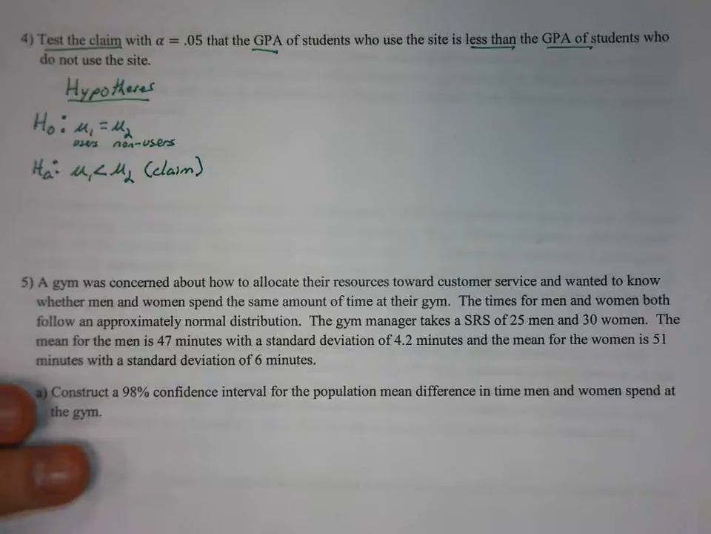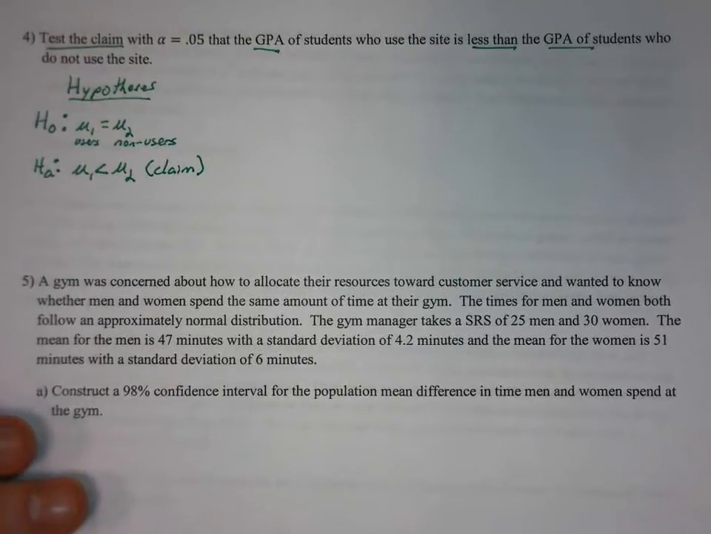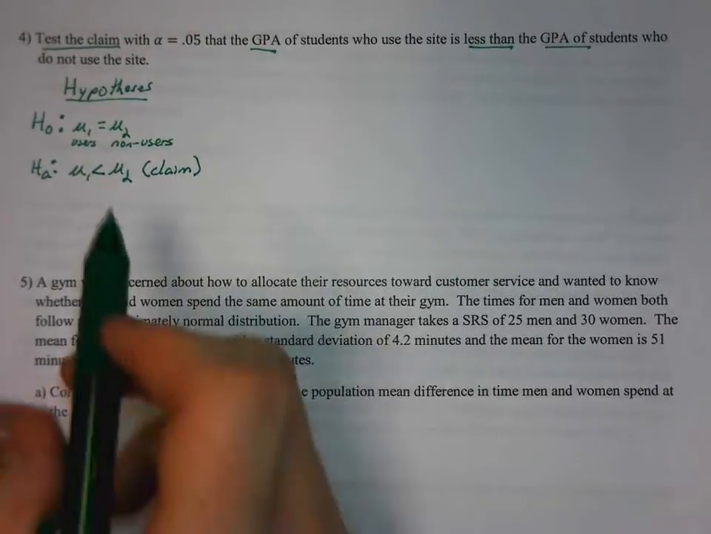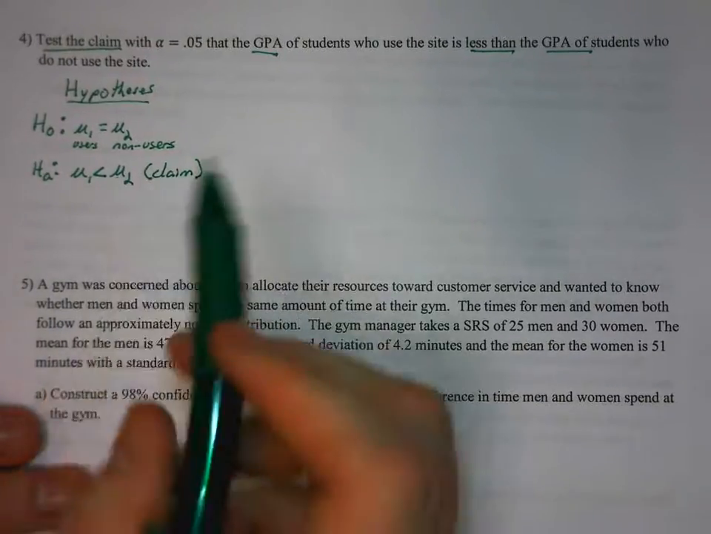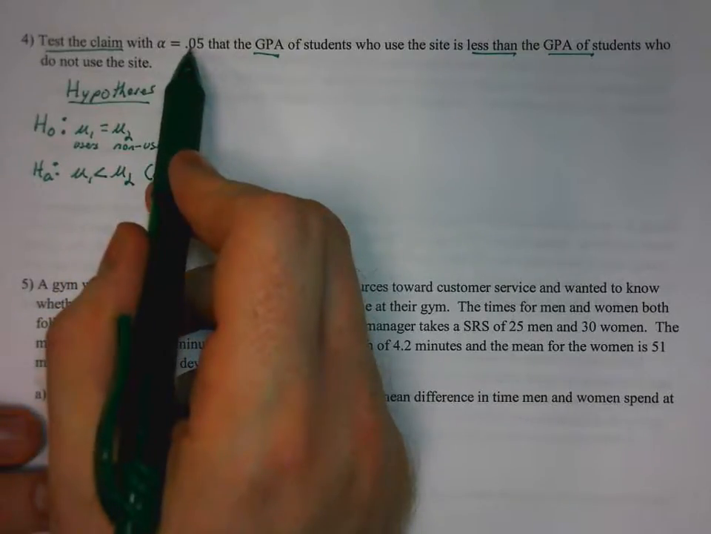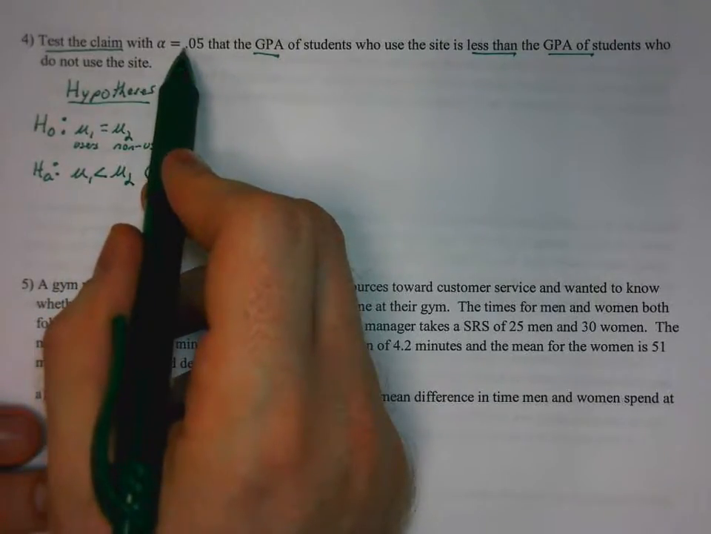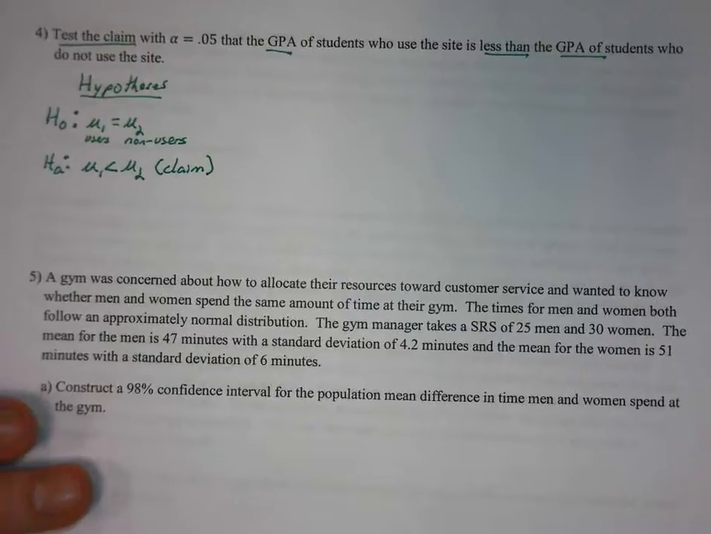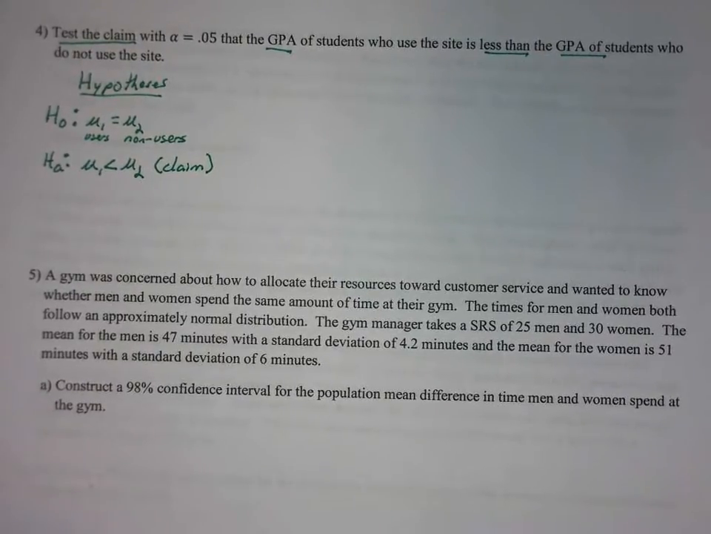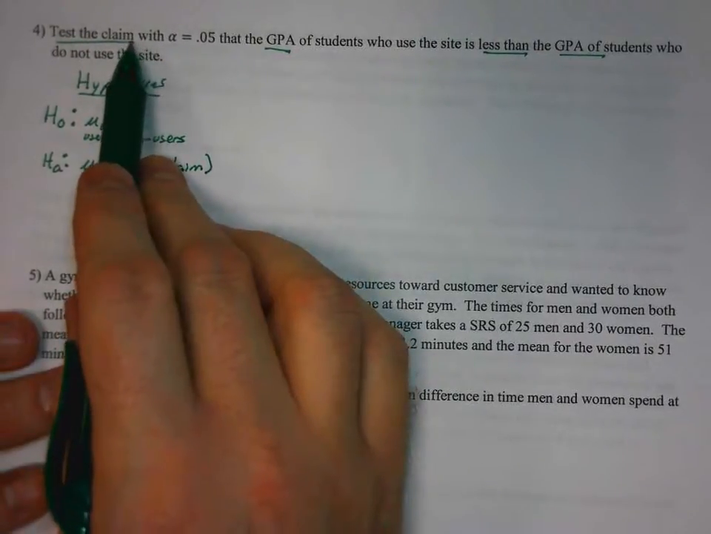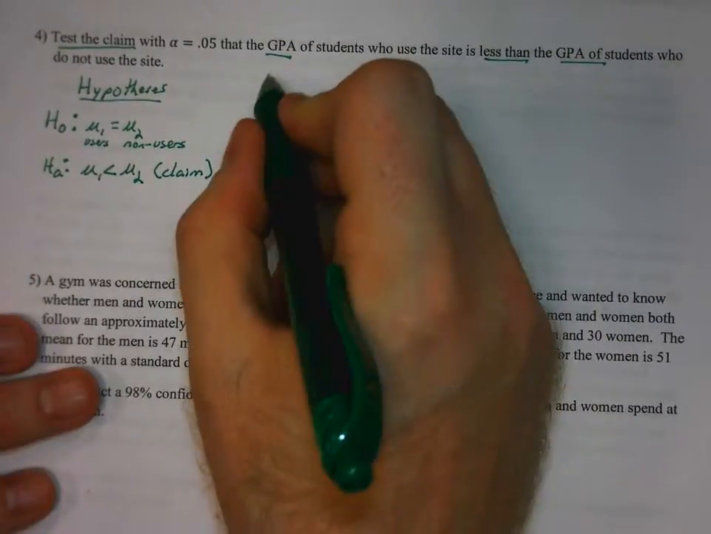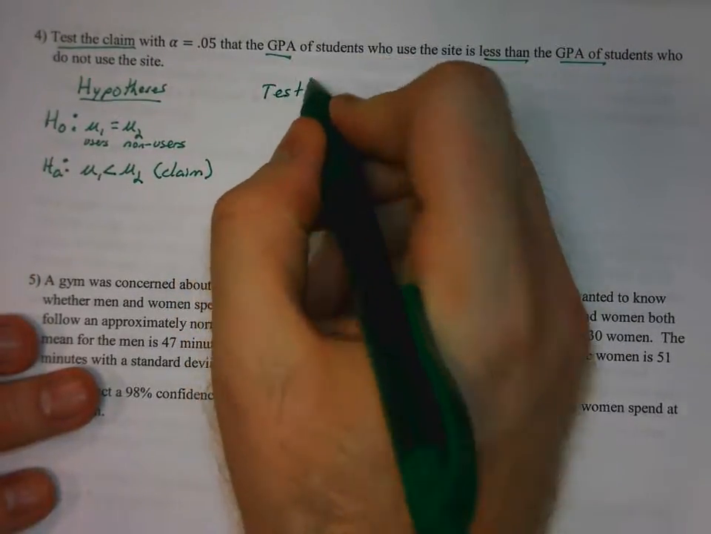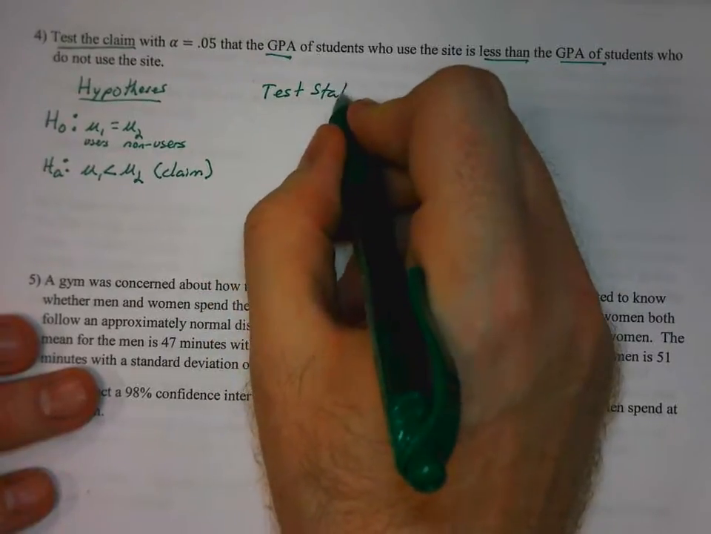Now, based on the confidence interval that we just did, it appears that this is going to support the claim that mu1 is less than mu2. But we have to pay attention to the alpha value, remember. So we'll see, based on this alpha value, if that confidence interval holds up to the hypothesis test. Once we write our hypotheses, we collect our data and calculate our test statistic.